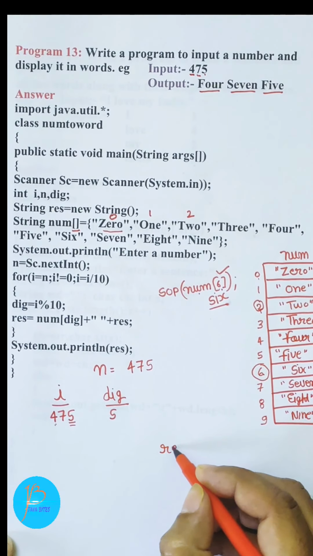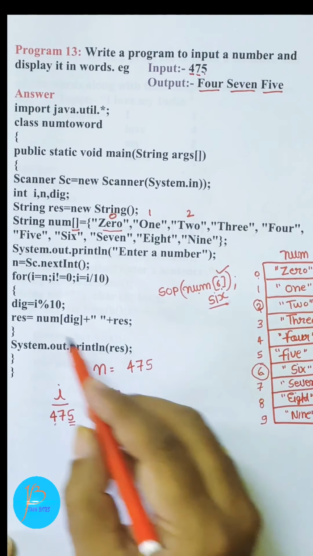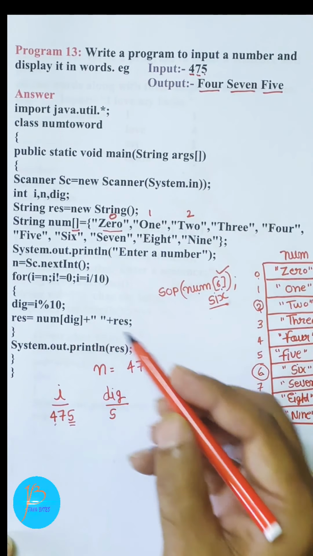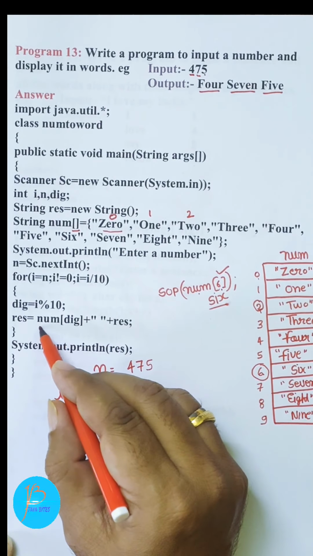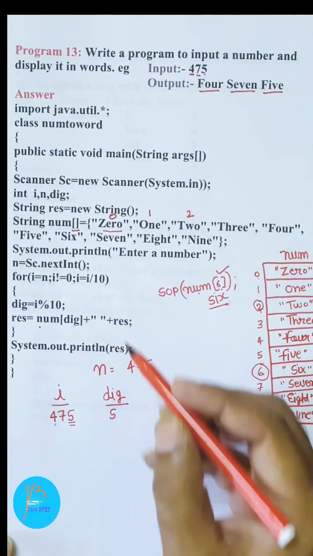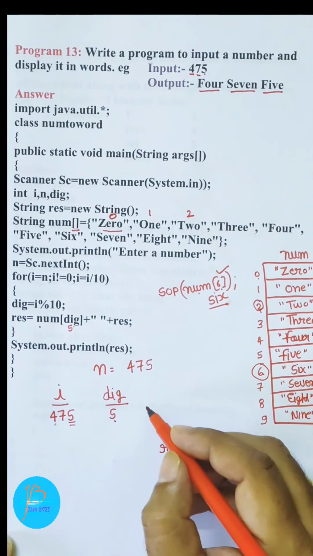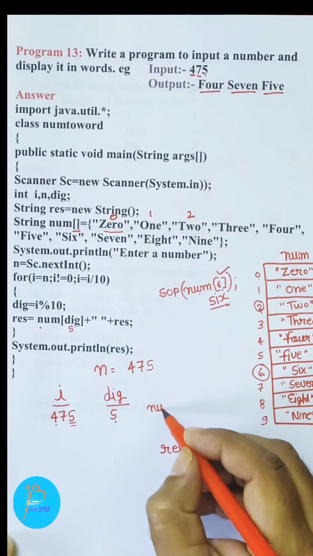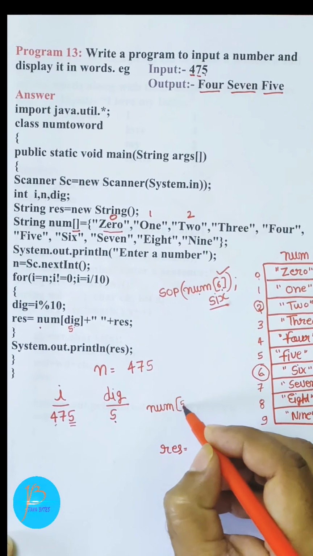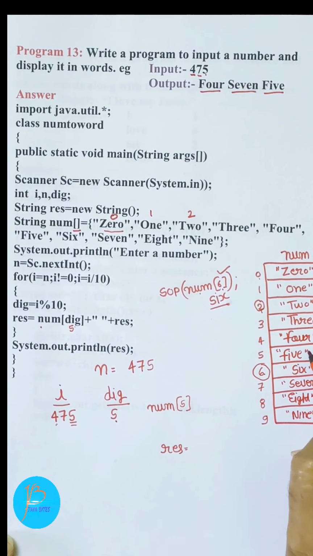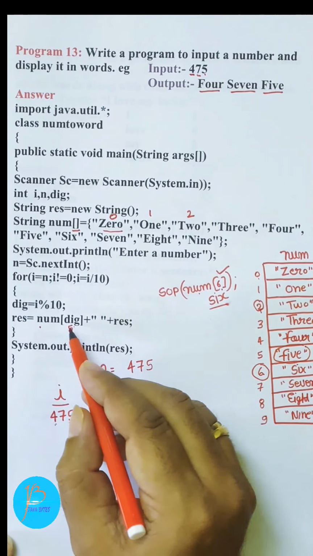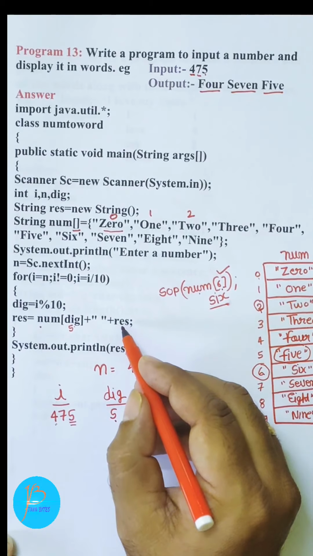Here children, we are performing some calculation. Res equal to num dig. Okay children, so you know that now we are finding the value of num dig, and you know the value of dig is 5. So it means children, we are saying num 5. So you know what is the value at num 5? It is 5 here. Okay children, so 5 will be added to the res.